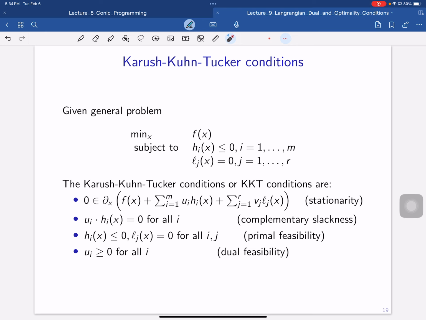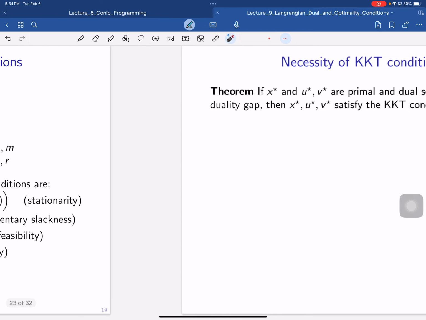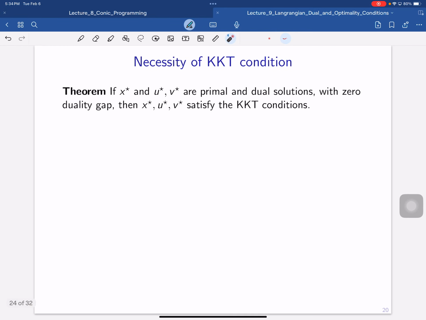Okay, so now we are going to prove those necessary and sufficient conditions. First of all, we are going to show the necessity of the KKT condition. It says if x star and the Lagrangian multipliers are primal and dual solutions with 0 duality gap.